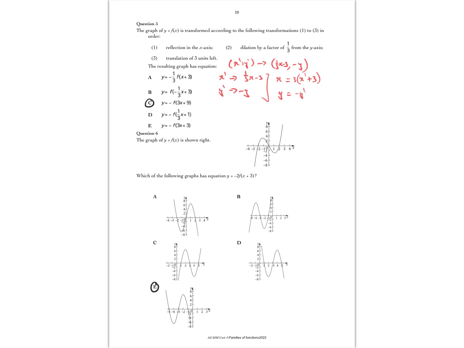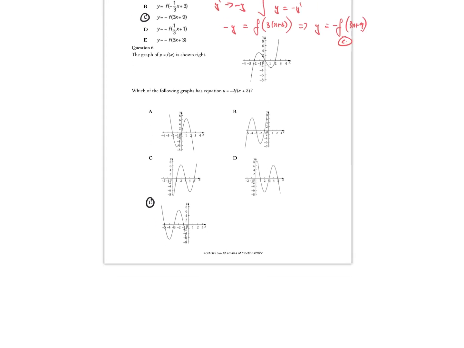So if we put that into our function, we'll get negative y equals f of x, which is f of 3x plus 3. We find then that y will equal negative f of 3x plus 9, which is C. Graph shown right. Following graphs, the following transformation. So again, I'm going to go with.